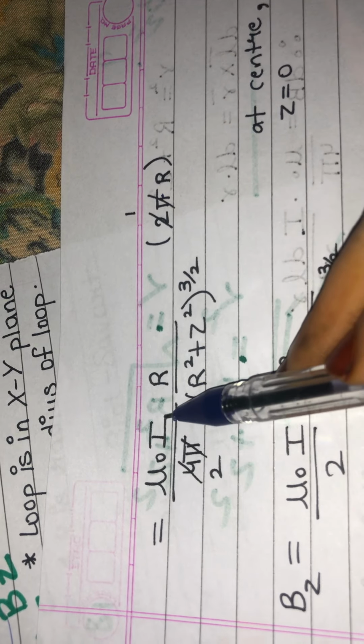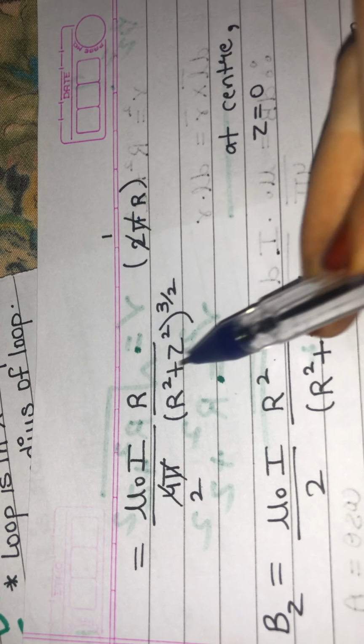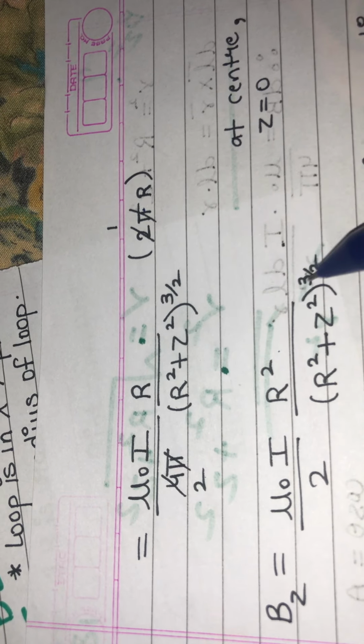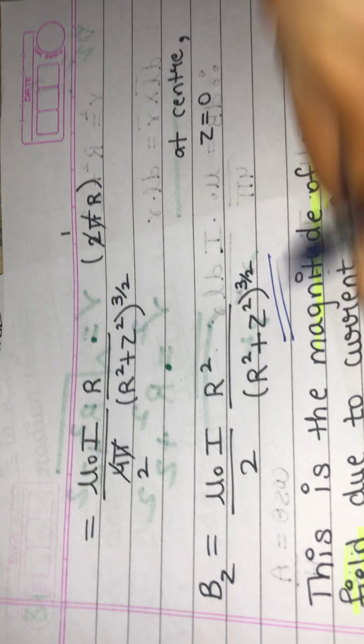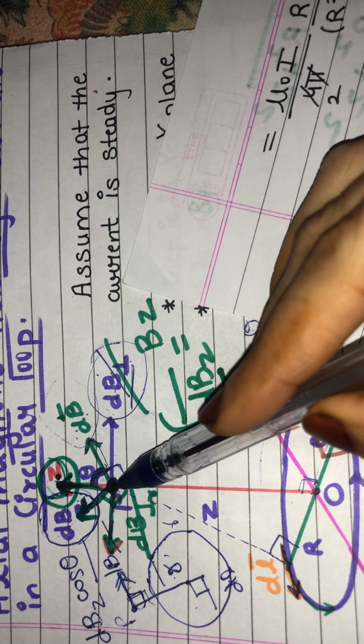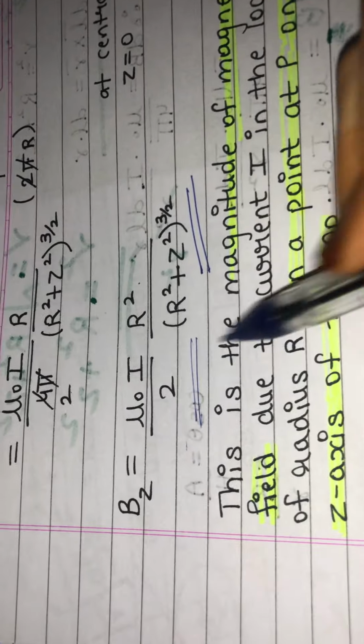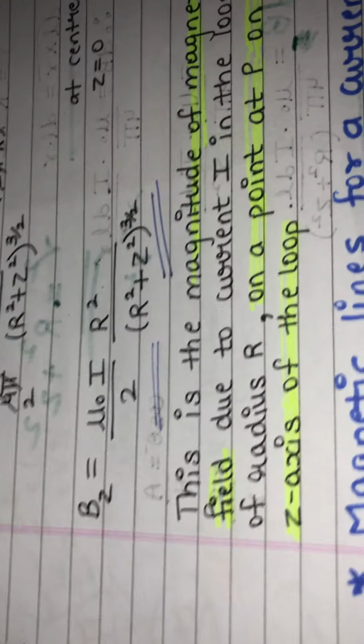What remains? Mu naught I, 2 and 2 over here, and r with this r makes r square upon (r square plus z square) raised to 3 upon 2. This is at point P. At this point, the magnetic field along the z-axis is this, and this is the magnitude of the magnetic field.